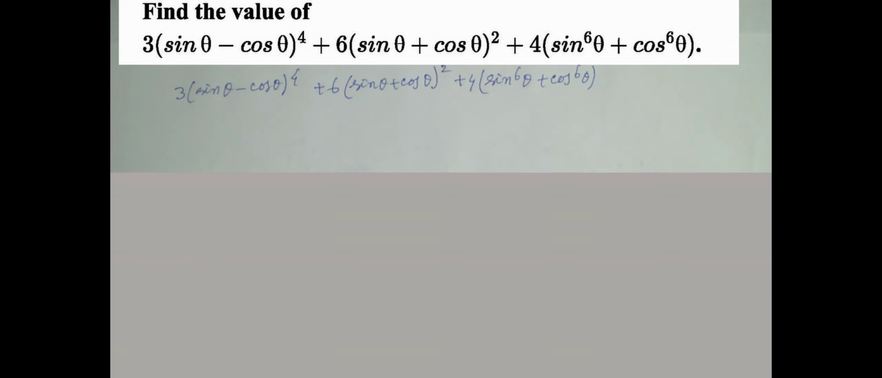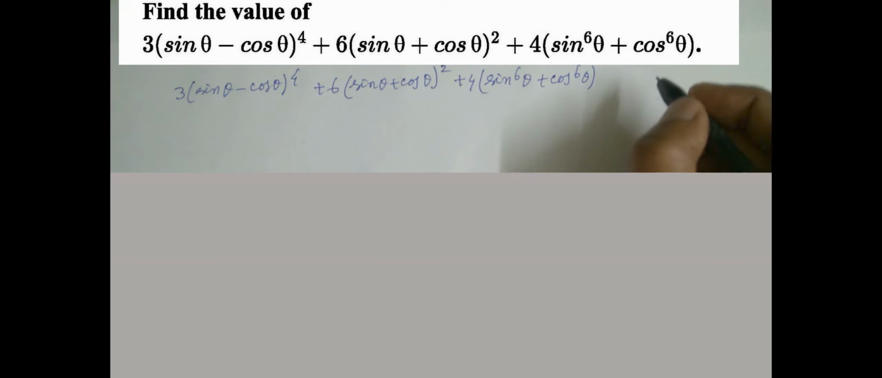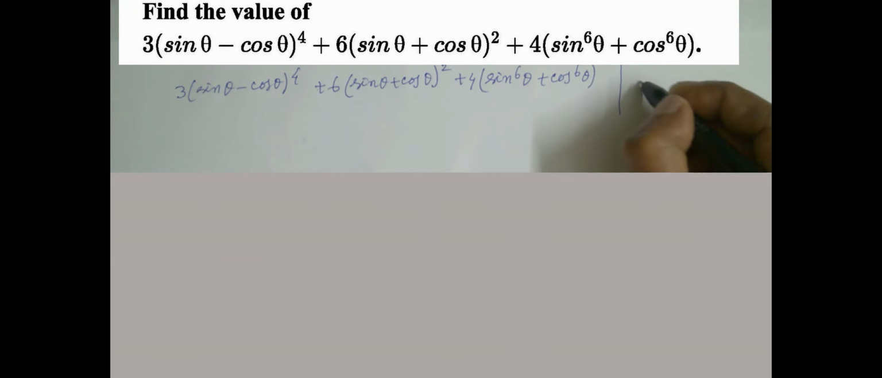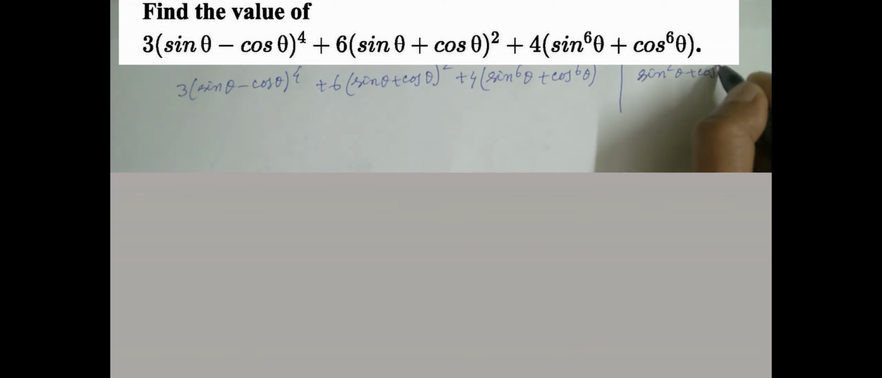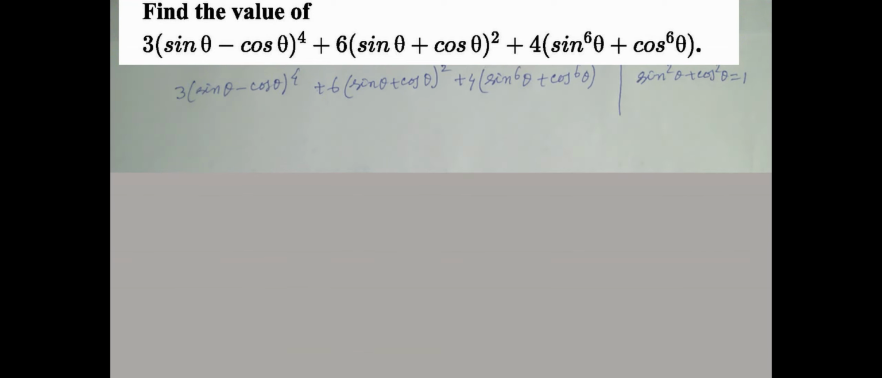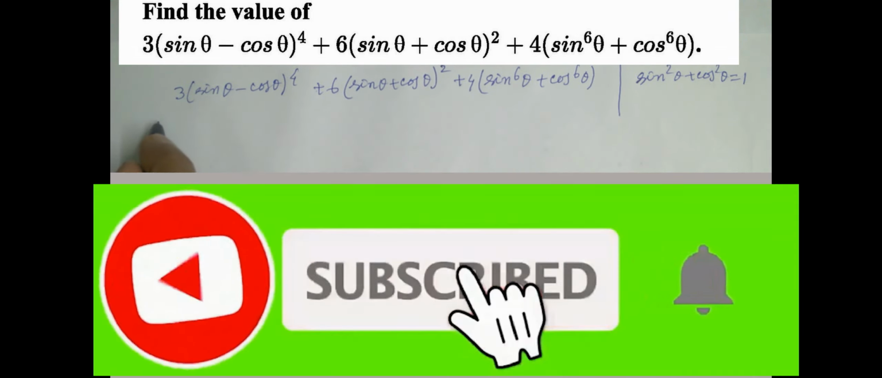Here, because there are only sin and cos, the formula to be used is sin² θ + cos² θ = 1. Another formula may be used, but this formula must be used. Let us try to solve this question, then it will be understood.